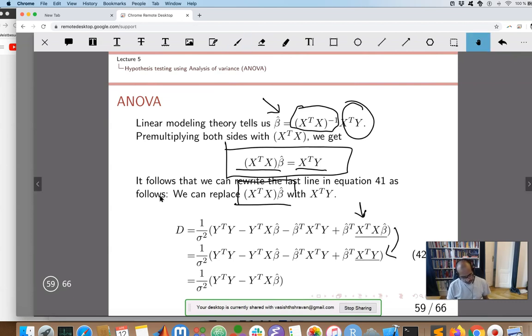And what that does now is something pretty cool. Can you see what's happening? This simplifies the equation because this term and this term are going to cancel out. Here we go. Once we do that, what I have is 1 over sigma squared multiplied with Y transpose Y minus Y transpose X beta hat. That's a much simpler equation.